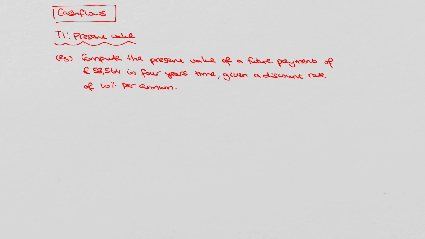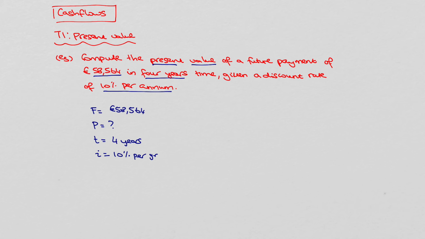The first thing we want to look at here is calculating our present value. In this example, we're asked to compute the present value of a future payment of $58,564 in 4 years' time, given a discount rate of 10% per annum. In other words, if our value in the future is 58,564, how much will it be in the present day if we're discounting back 4 years, given that the interest rate is 10% per annum?